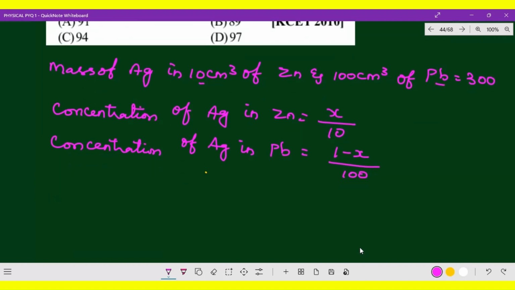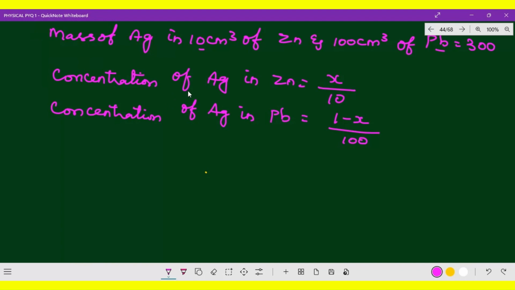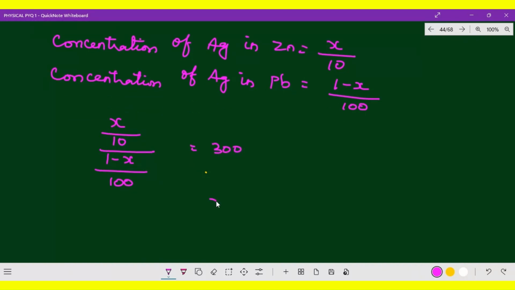Okay, now we can divide both: concentration of silver in zinc divided by concentration of silver in plumbum. So x by 10 divided by 1 minus x by 100. So how do we bring that point over here? This is actually 300, right? Now we can bring the answer as x into 10 divided by 1 minus x equal to 300. So you're getting this answer when you calculate this point, right?